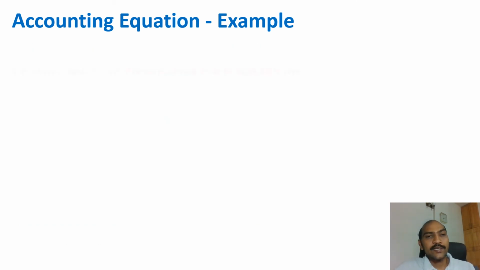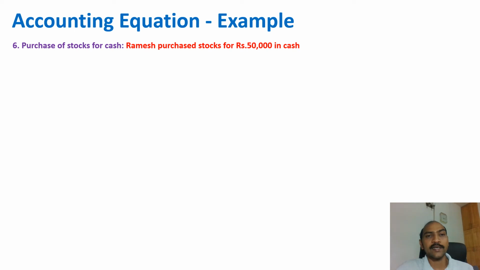Coming to the next transaction, purchase of stocks for cash. Now this business has to buy some inventory or stock so that it can sell at profit and earn profit from the business, right? So purchase of stocks for cash. Ramesh purchased stock of rupees 50,000 in cash. Here the accounting equation remains same, asset is equal to capital plus liabilities.